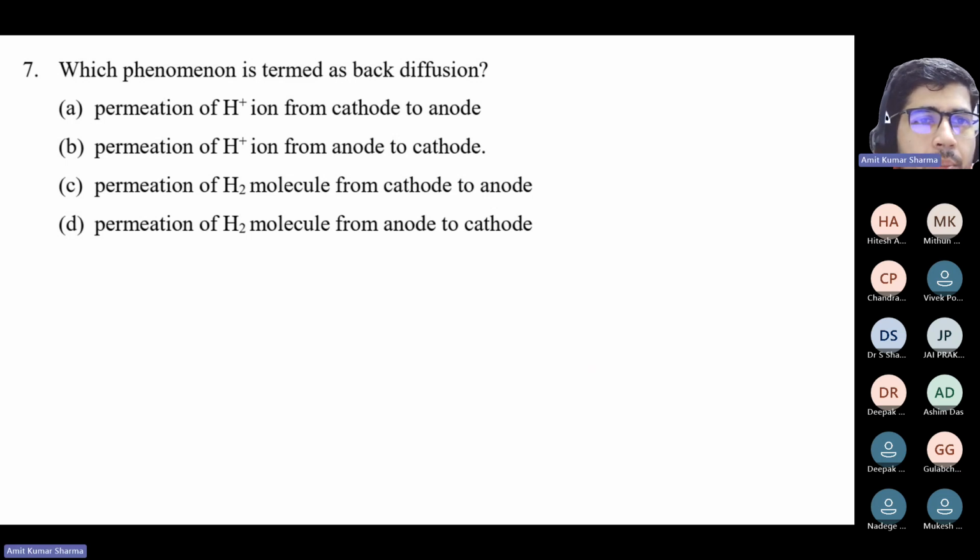Which phenomenon is termed as back diffusion? Permeation of hydrogen ion from the cathode to anode, permeation of hydrogen ion from anode to cathode, permeation of H2 molecule from cathode to anode, or hydrogen molecule from anode to cathode.